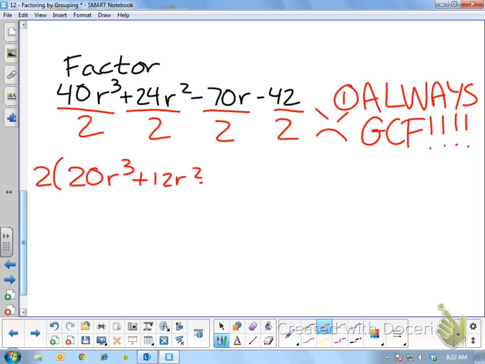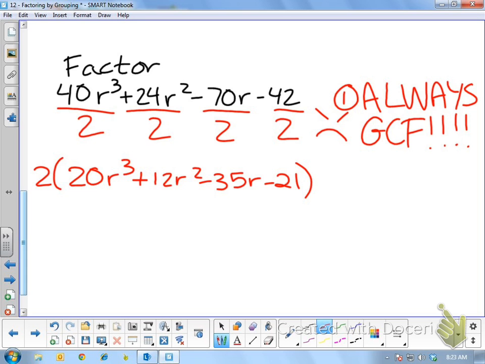12r squared minus 35r minus 21. 2 times 20r to the third. Darius, please be quiet. 2 times 20r to the third plus 12r squared minus 35r minus 21.